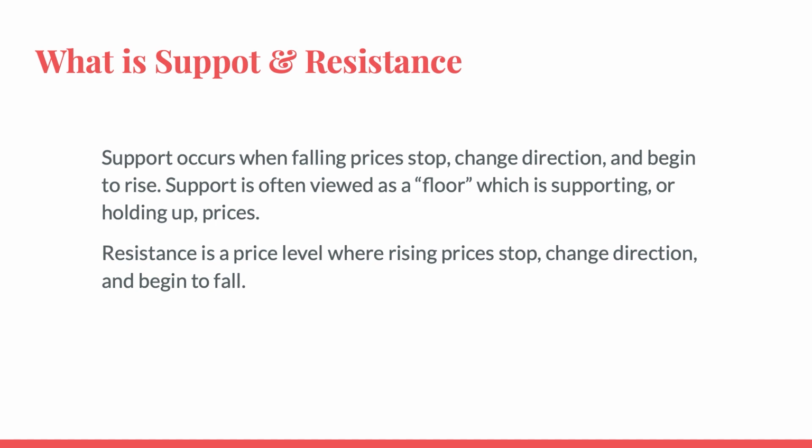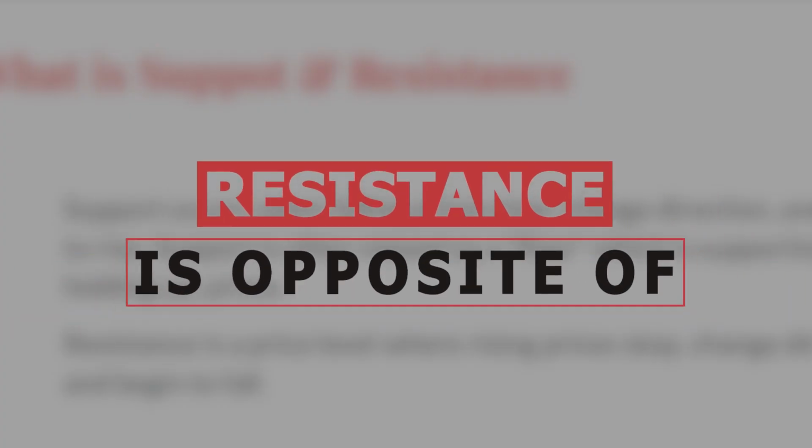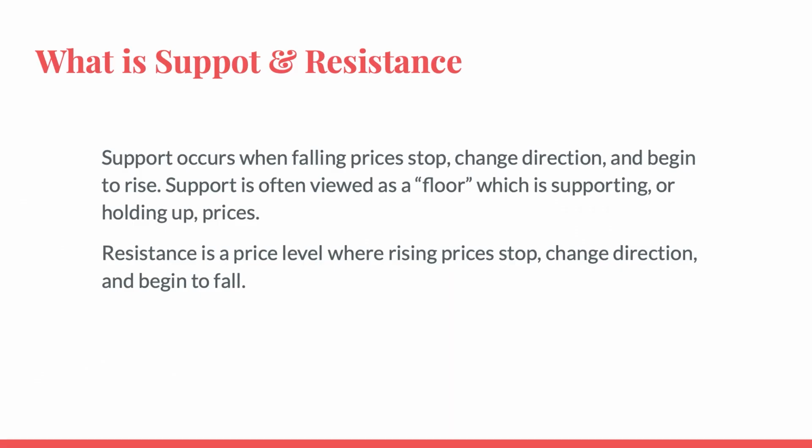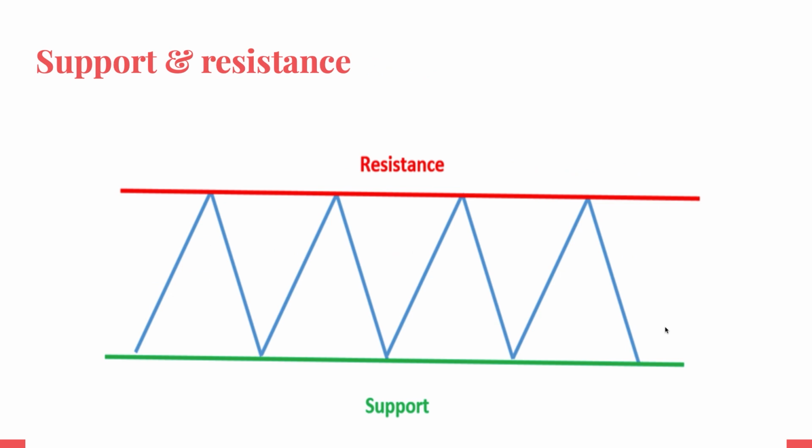You understand? So resistance is the opposite of support. Resistance is a price level where rising price stops, changes direction and begins to fall. So it means that at your resistance level is where you're going to look for your selling opportunities. Let me show you an example of support and resistance. So here's an example of support and resistance.